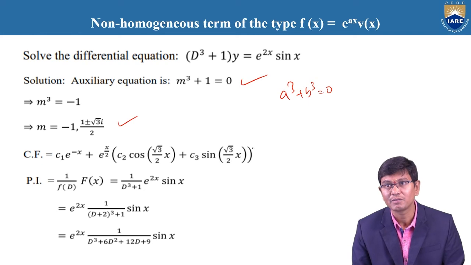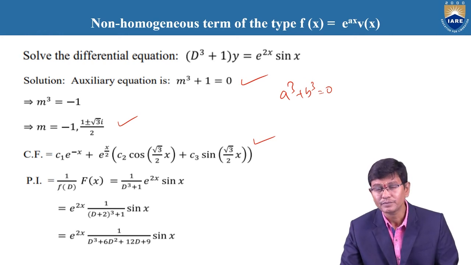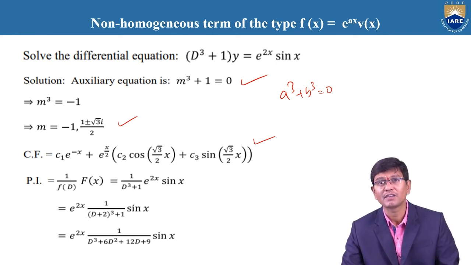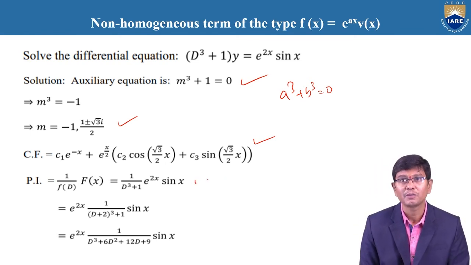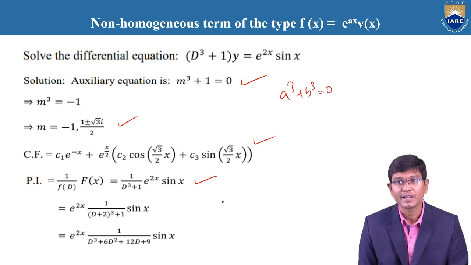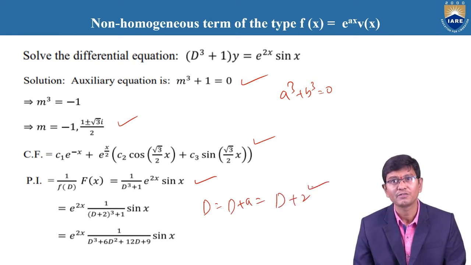Therefore, with the help of the type 1 and type 3 combination, we assume the complementary function is c1 e power minus x plus e power x by 2 into (c2 cos root 3 by 2 x plus c3 sin root 3 by 2 x). Now we need to find the particular integral, 1 by f of d into f of x, therefore 1 by (d cube plus 1) into e power 2x into sin x. Here we need to use type 4, replacing d by d plus a, where a is equal to 2, and take out the common term.